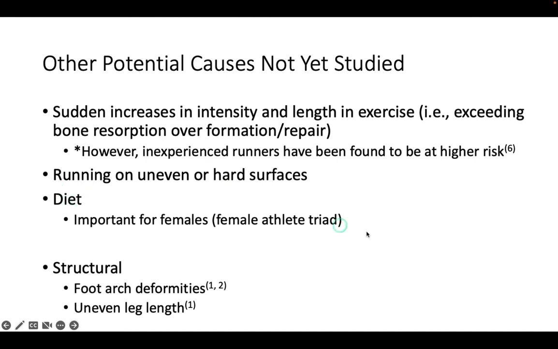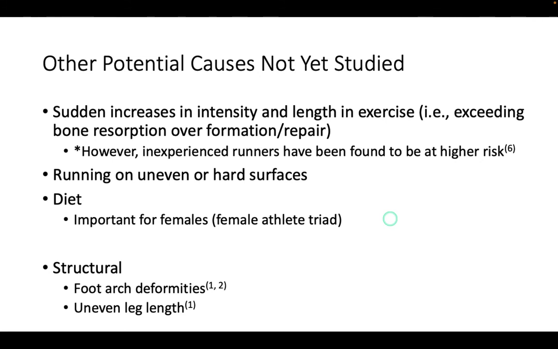Another thing to also potentially think about, but which hasn't been directly studied, is diet. What we do know with diet is if we have an energy imbalance, and mainly what we're talking about here is an energy deficit, so we're not eating enough calories compared to what we're burning off, then that obviously can lead down to some bone health issues.